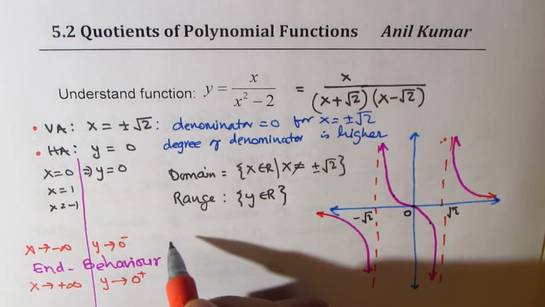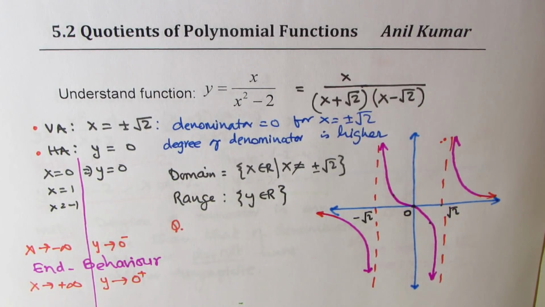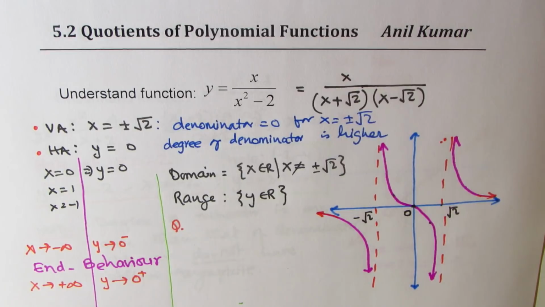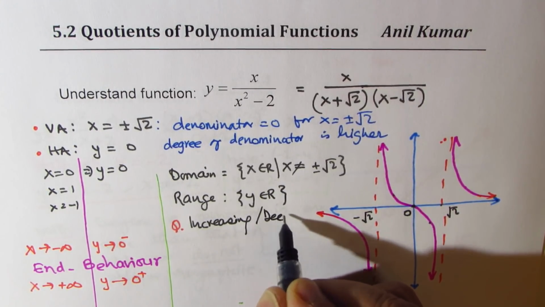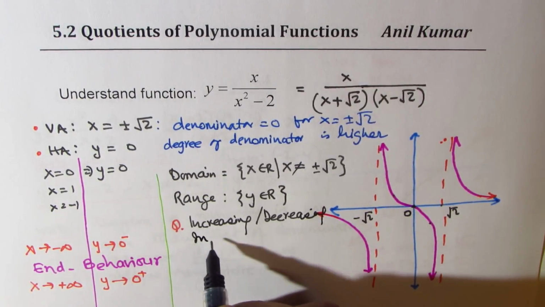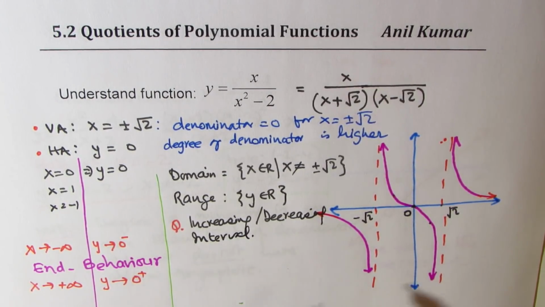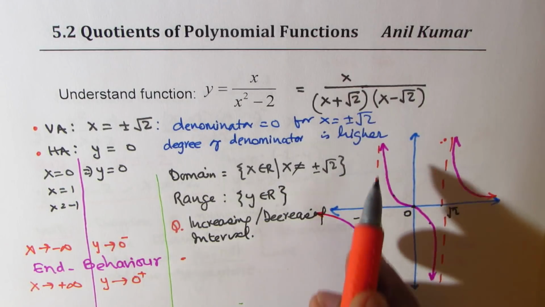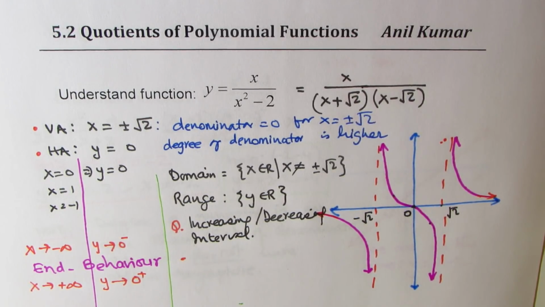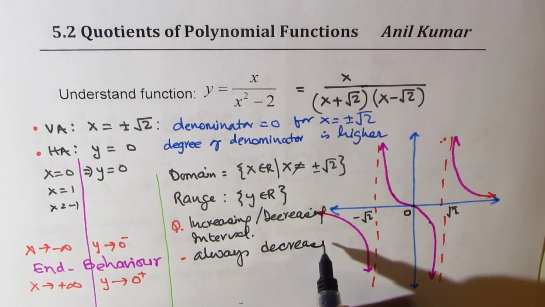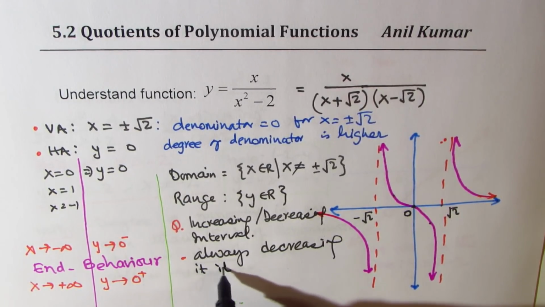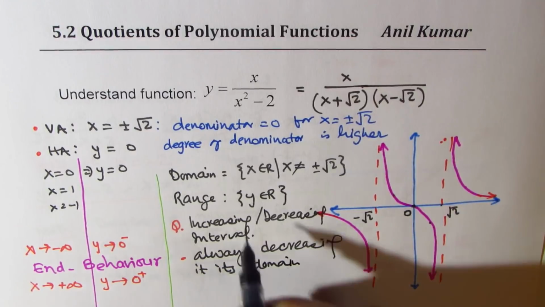Now, let me give you a question here. The question for you is to find the increasing and decreasing intervals. Now you see, you have to check from left to right. So what do you note here? It is always decreasing, right? So it is always decreasing in its domain. Perfect. Domain means this portion.